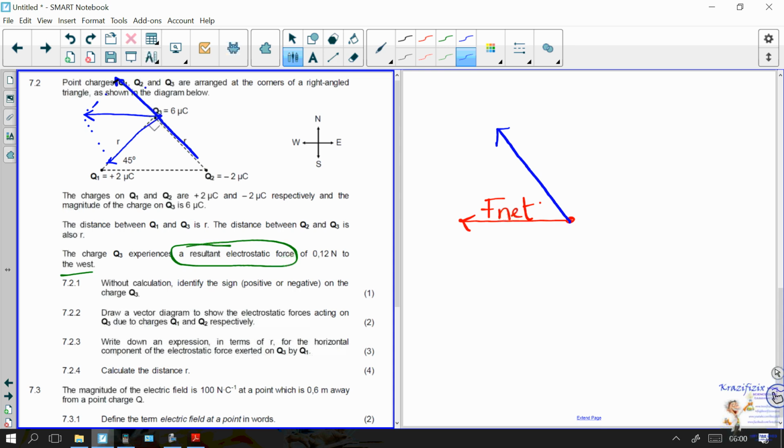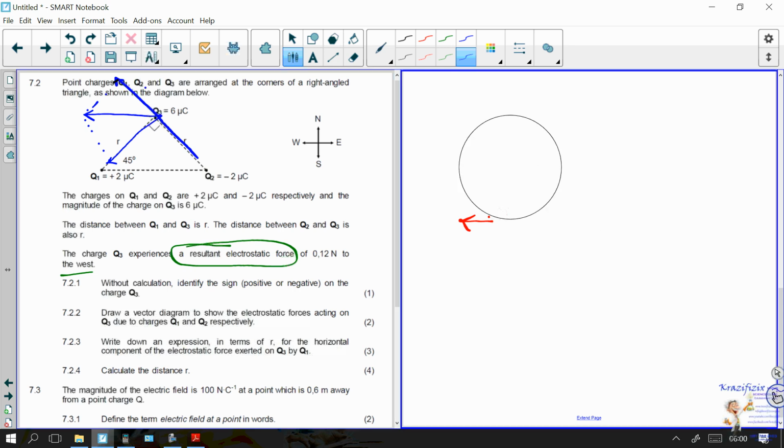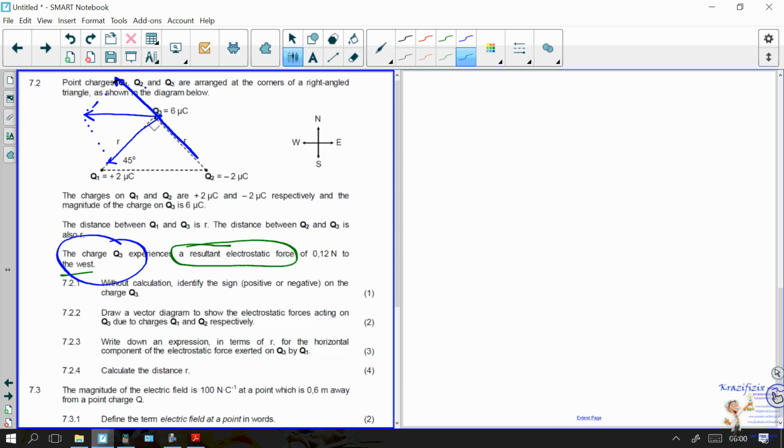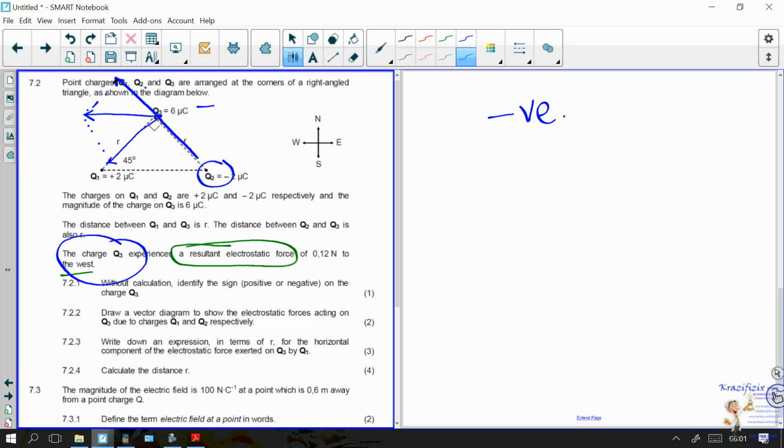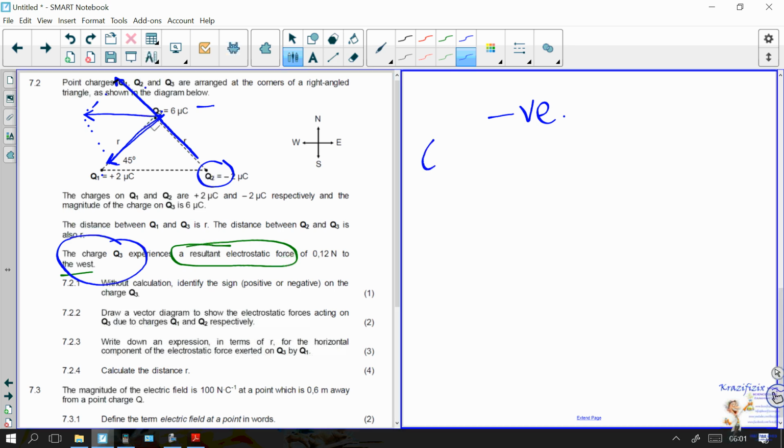Alright, now what do you think will be Q3? For Q3 to move away, remember our focus is on Q3. The question says the charge Q3 experiences. So what do you think will be on Q3 for Q3 to move away from Q2? It has to be negative. But let's check, will that work? If Q3 is negative, what will happen? The force of attraction between Q3 and Q1 will be in this direction, attraction. Alright, that means confirmed, Q3 is negative, because of the net force to the west.